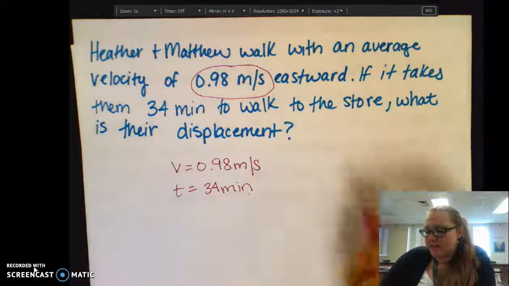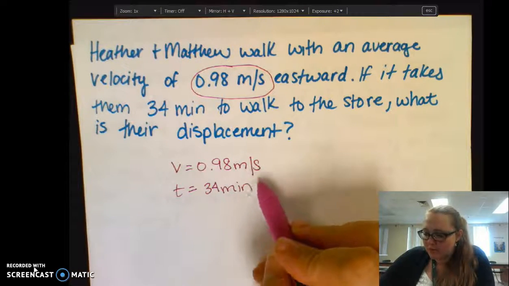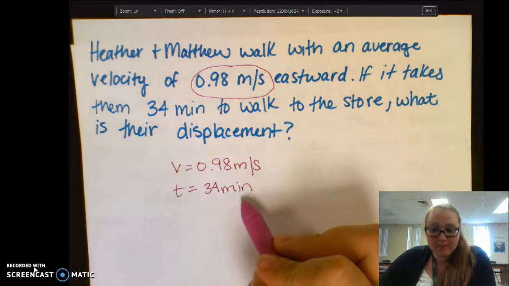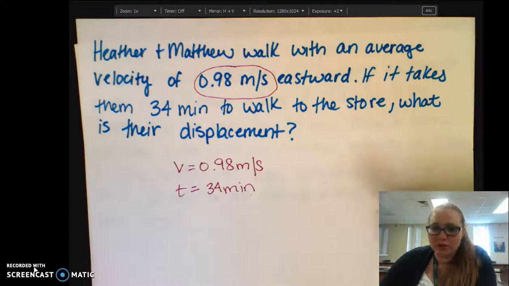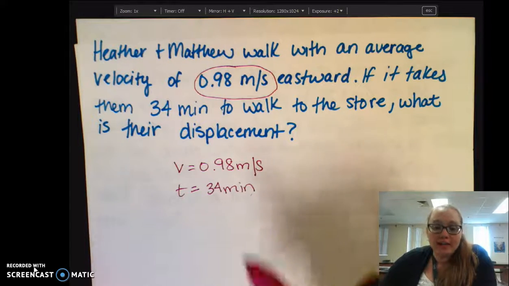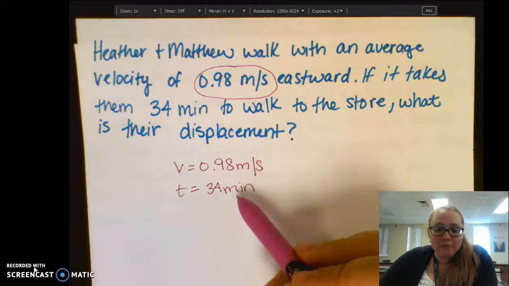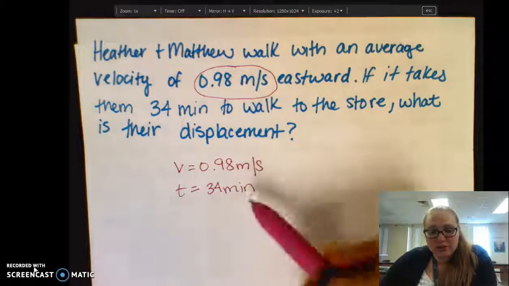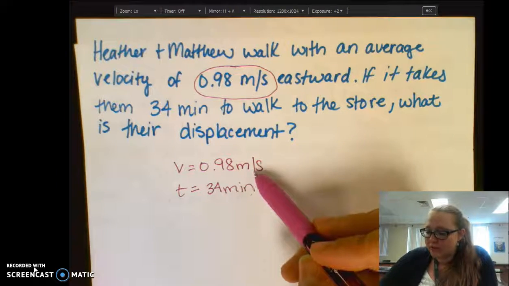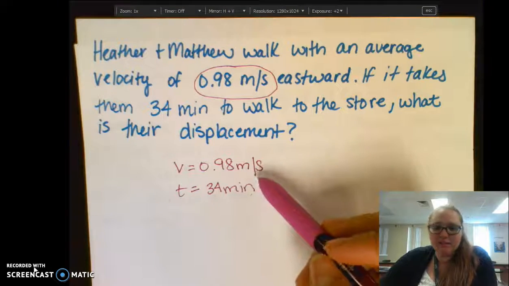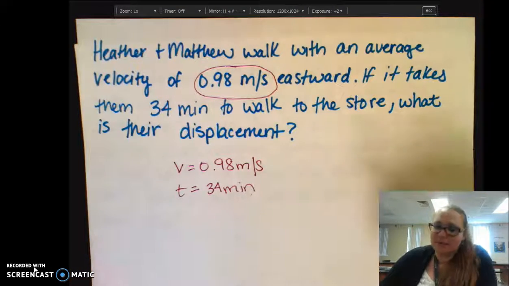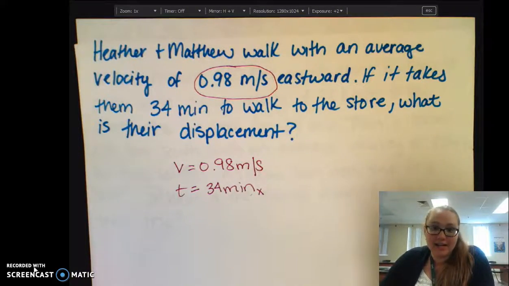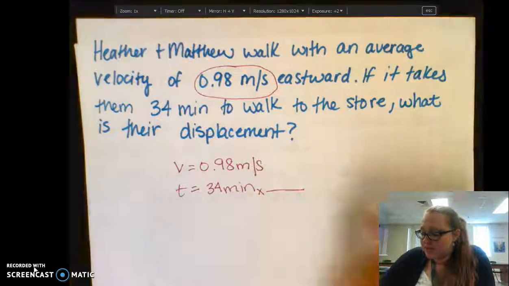Now I can already see that I have a problem here, because here my unit for time is seconds, here my unit for time is minutes, and everything has to match up when you're solving a problem. So I'm going to go ahead and convert 34 minutes into seconds. I chose to do that because converting to meters per minute doesn't make sense, since meters per second is already the SI unit for velocity.